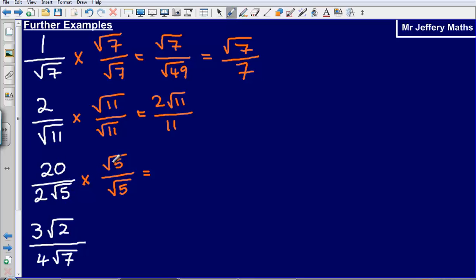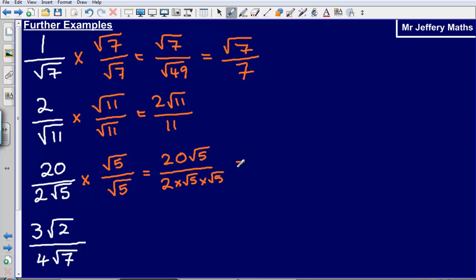So now I've got 20 multiplied by root 5. Well, that gives me 20 root 5. And then that's going to be over 2 root 5 multiplied by root 5. Well, that is going to give me 2 multiplied by root 5. Remember that 2 root 5 just means 2 times root 5, times by root 5.